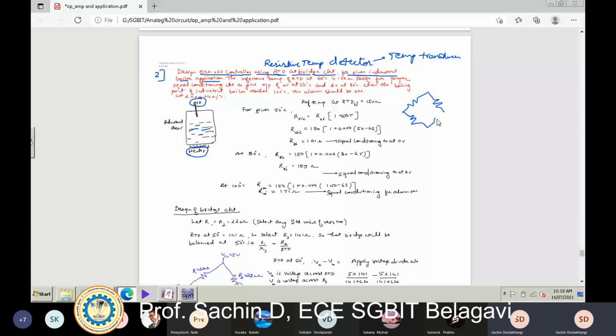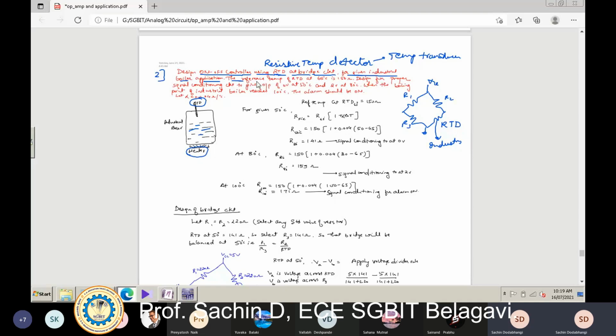One end I have connected to VCC, the other end is ground. In this Wheatstone bridge there are 4 arms, each arm has a resistor. So I'll take resistors R1, R2, R3, and one of the resistors I'll take as the RTD. This RTD is connected to the industrial boiler.